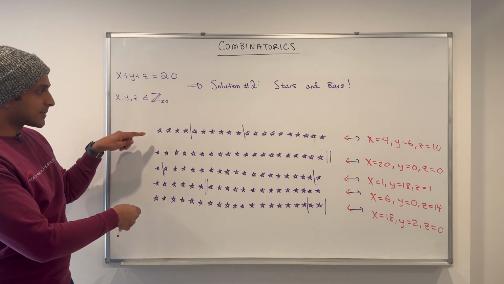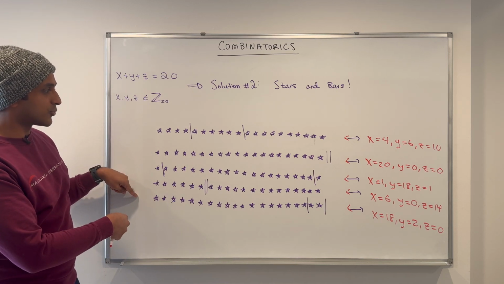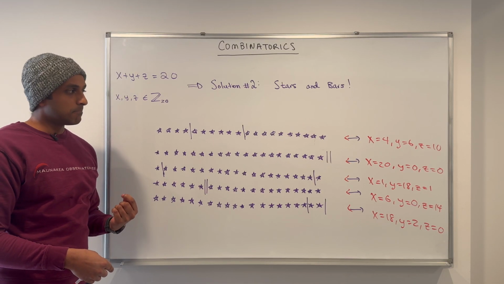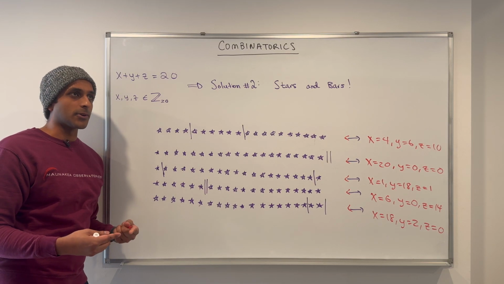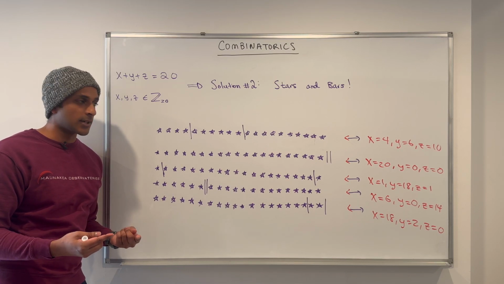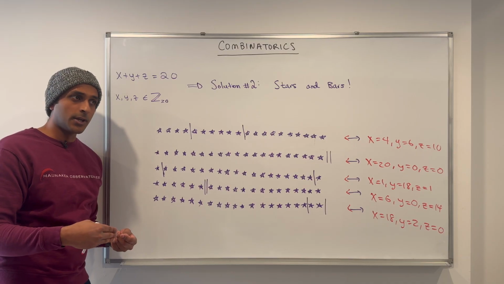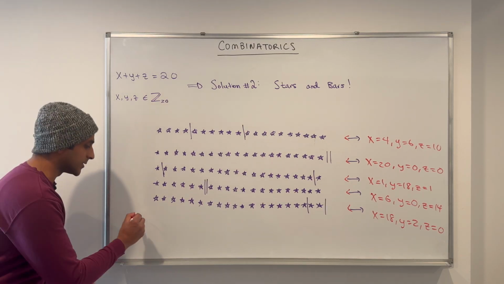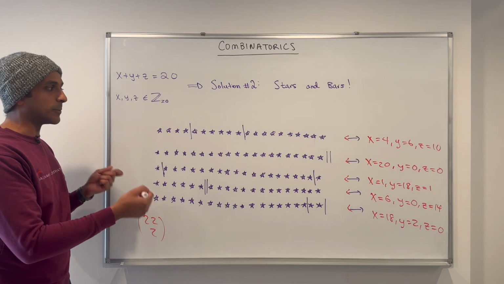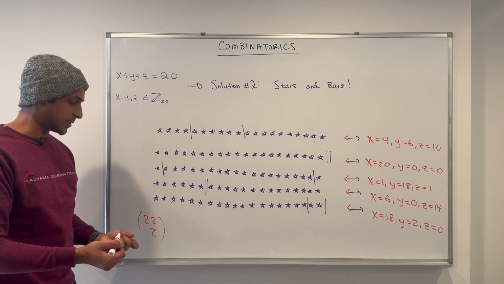So each of these is a string with 20 stars and 2 bars. How many strings are there with 20 stars and 2 bars? That's basically counting binary strings with 20 of one character and 2 of another, which is something that we know already. That is just 22 choose 2 or 22 choose 20. We can just choose where to put the bars or where to put the stars in the string.